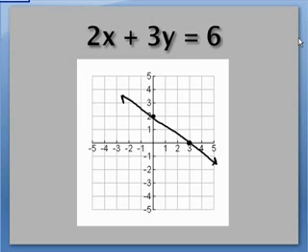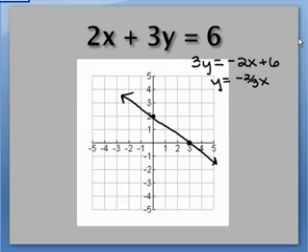Another way to do that is to put it in slope-intercept form. So we would subtract the 2x from both sides, then divide by 3. So we get negative 2/3 x plus 2. There we have it in slope-intercept form. The y-intercept would be 2, and the slope is negative 2/3, so down 2, to the right 3, and we get the same thing. So remember, that's how we graph a line.